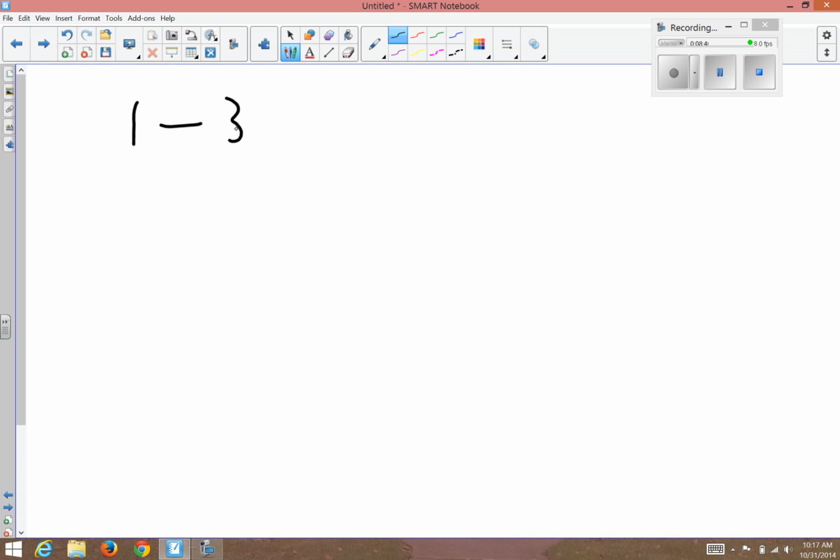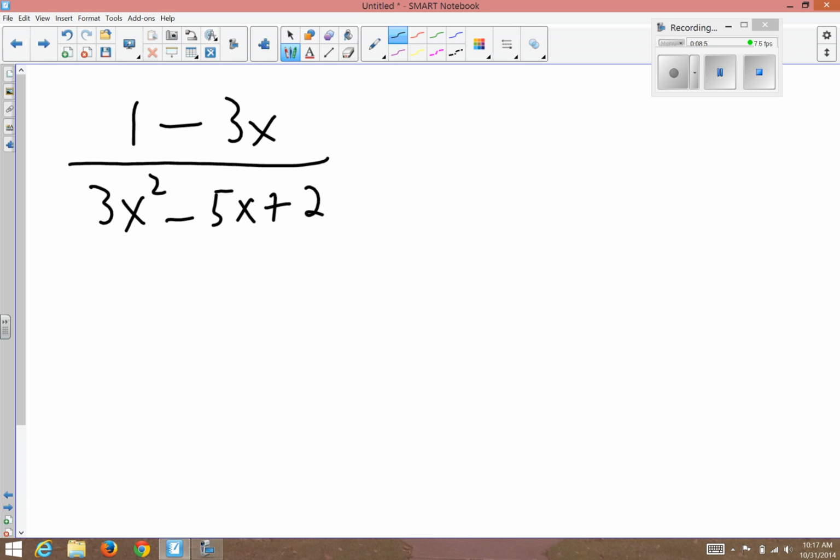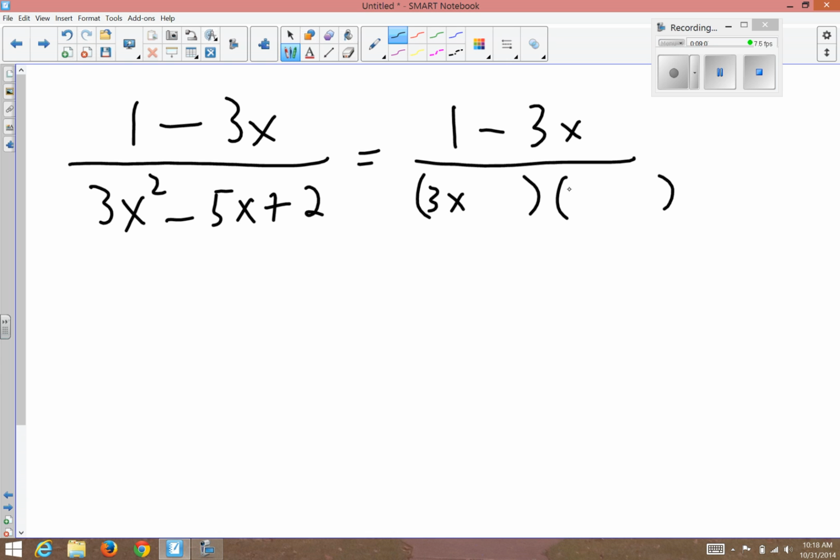1 minus 3x over 3x squared minus 5x plus 2. We're going to decompose this. That just means we're going to find fractions that add up to this fraction. First thing is factor the denominator. 3x squared is 3x times x. 2 at the end here is either 2 times 1 or 1 times 2.